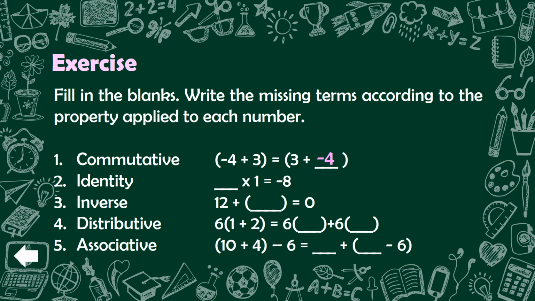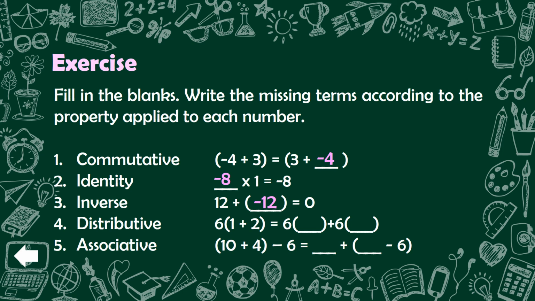Number 2, apply the identity property. We have blank times 1 is equal to negative 8. What is the missing term? That's right, it is negative 8. How about number 3? Apply the inverse property. We have 12 plus blank is equal to 0. The missing term is correct, negative 12.